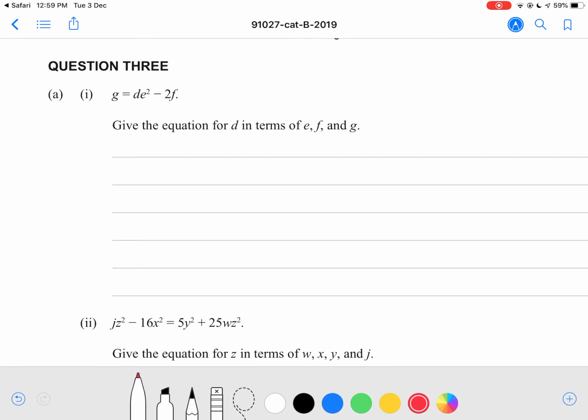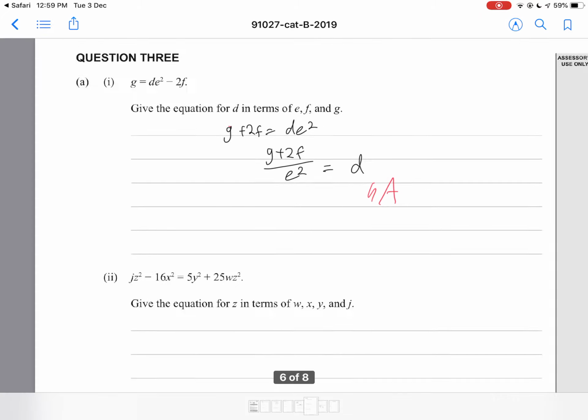Question 3, g equals d squared minus 2f. Give the equation for d in terms of e, f, and g. So we want d in terms of e, f, and g. If we move the 2f to the other side first, we'll get g plus 2f is equal to de squared. So therefore, we want d in terms of everything else. So g plus 2f divided by e squared should give us the equation for d. And that's an achieved grade here.